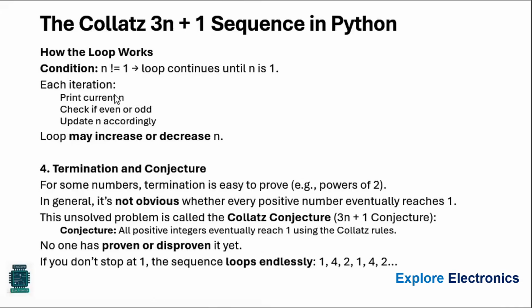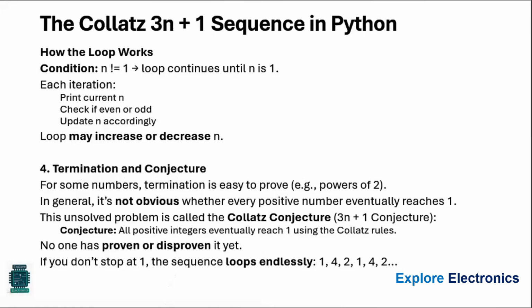First step is to print the current n, which is the value of n previously. Then check if n is even or odd. Then you have to update n accordingly. The loop may increase or decrease n. It will change the value of n.